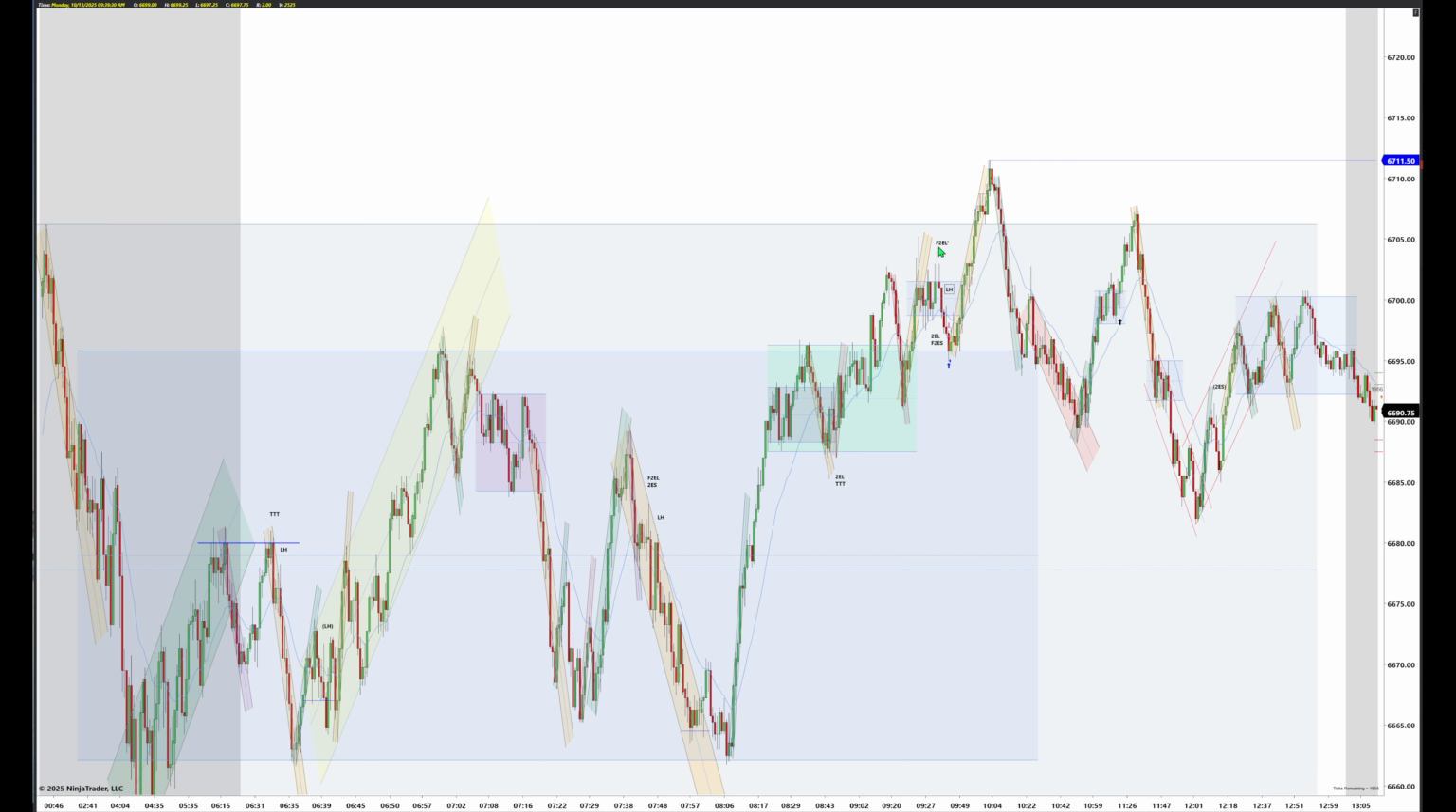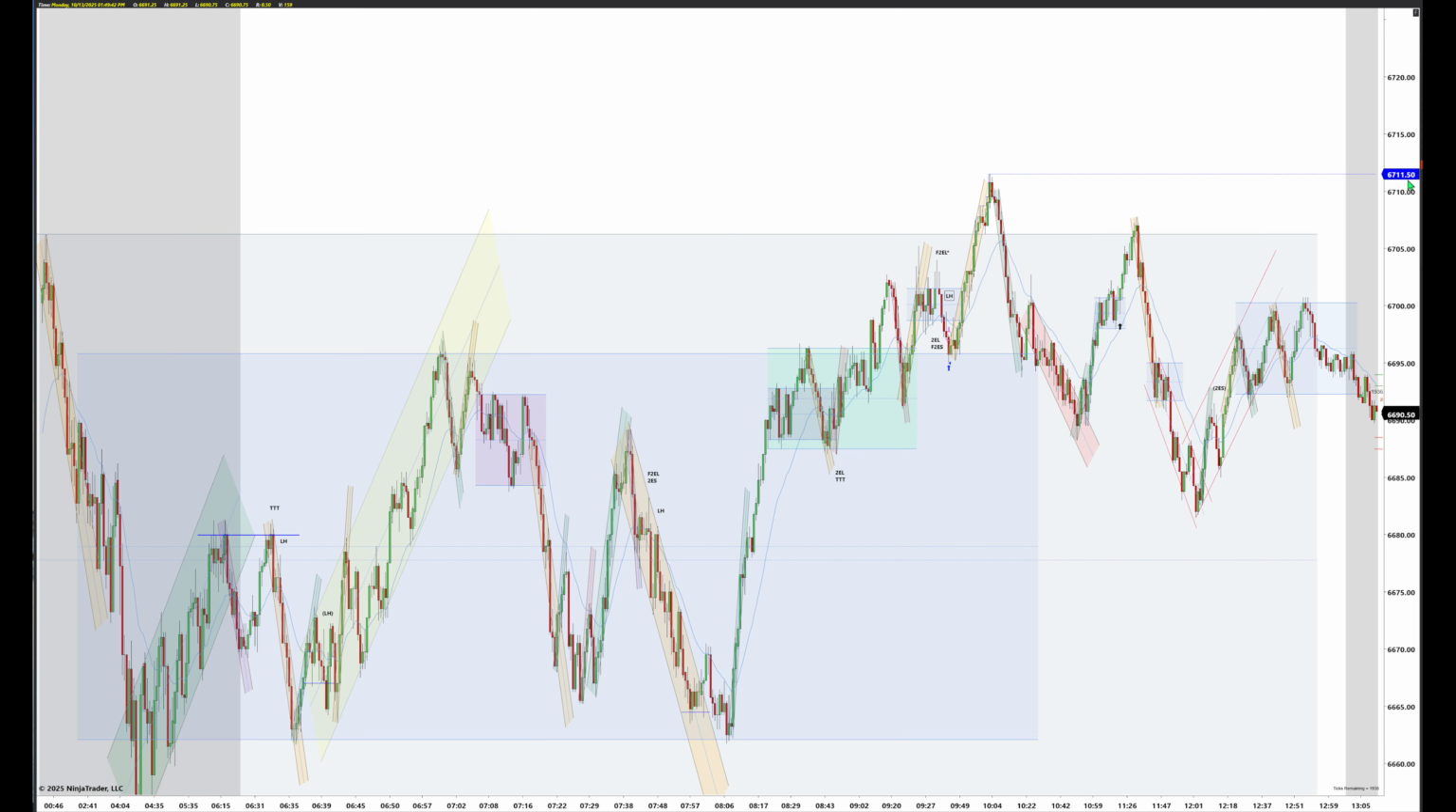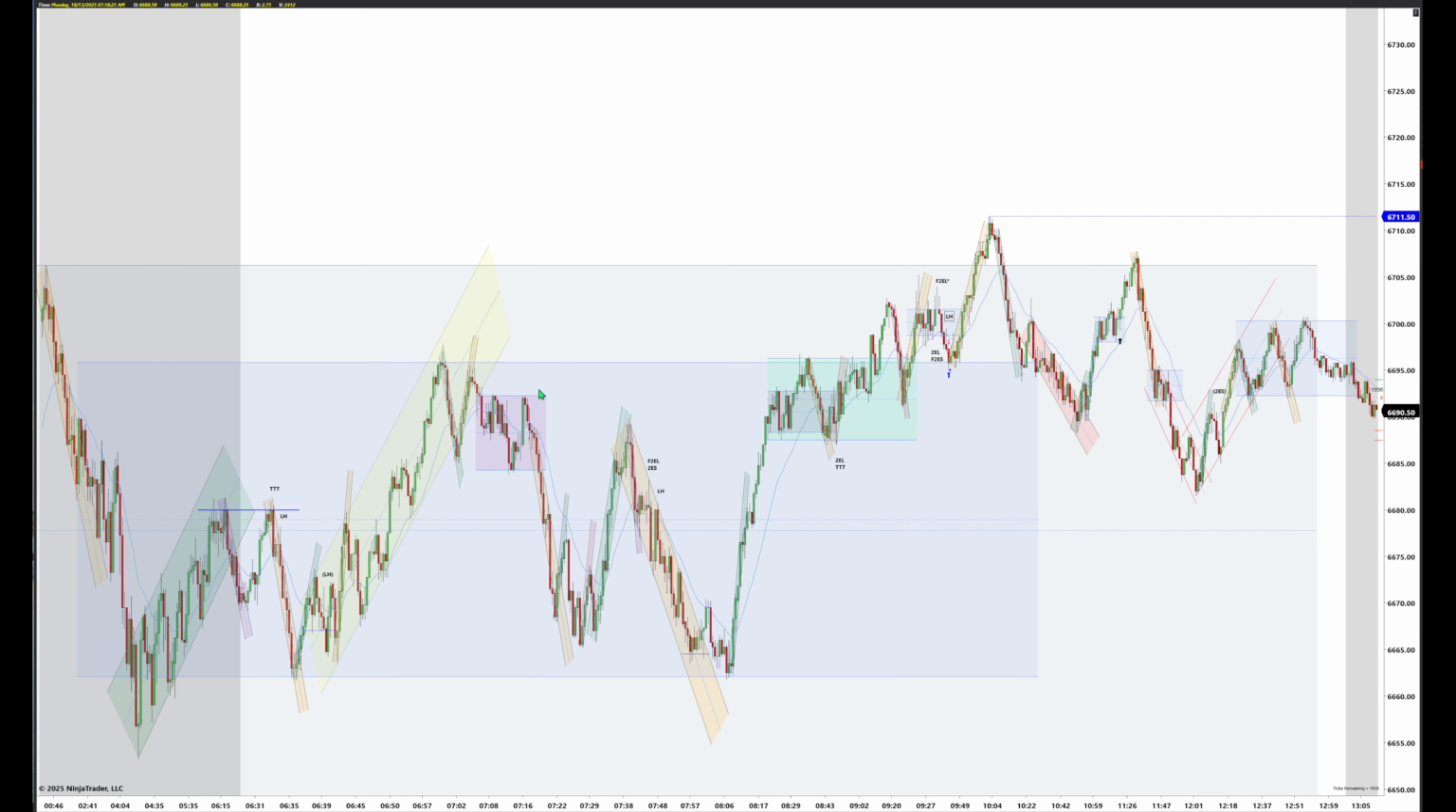This was a possible trade here. Unfortunately, I missed it and it flushed down pretty quickly. For the most part, it was just a lot of sideways price action. So hopefully that was helpful.